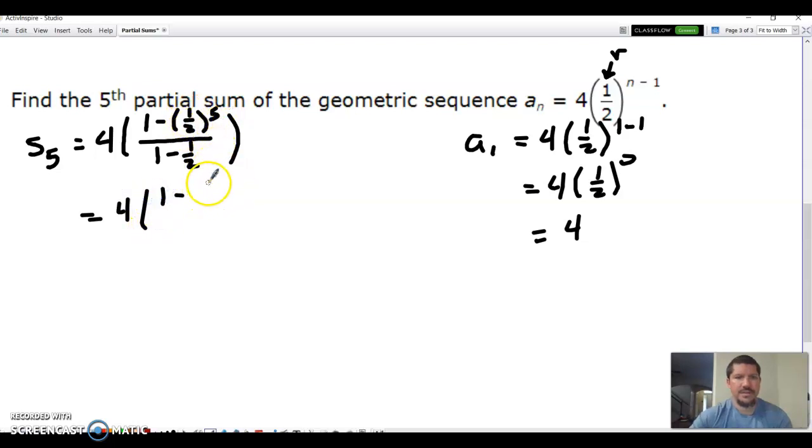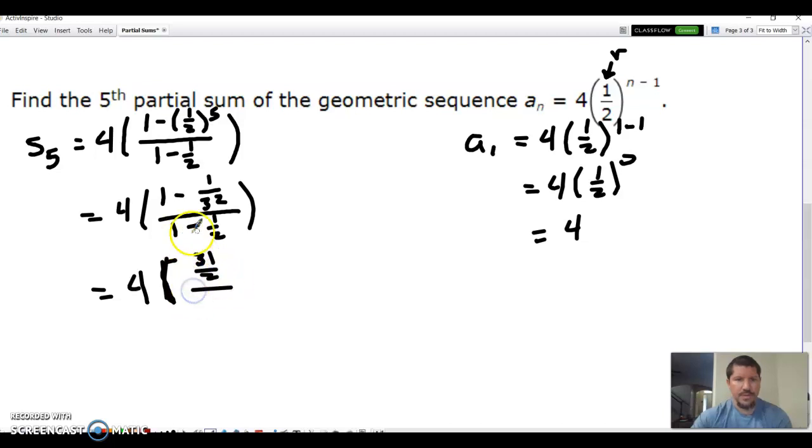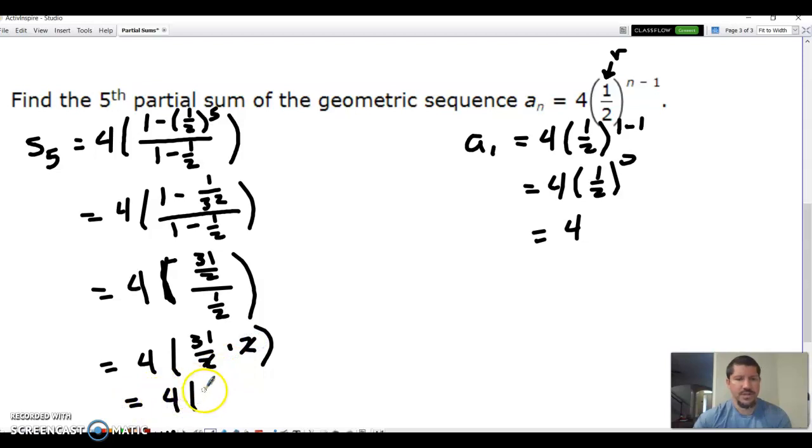So half to the fifth is going to be 1/32. So 1 minus 1/32 is going to be 31 over 32. 1 minus half is 1 over 2. So that means it's 31 over 32 times 2. So those cancel, which means it's 4 times 31, which is going to be 124.